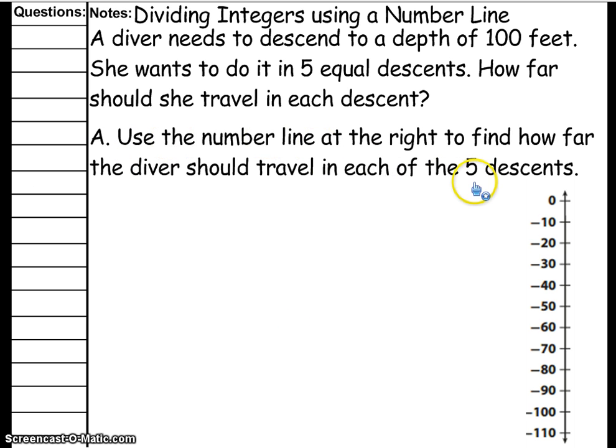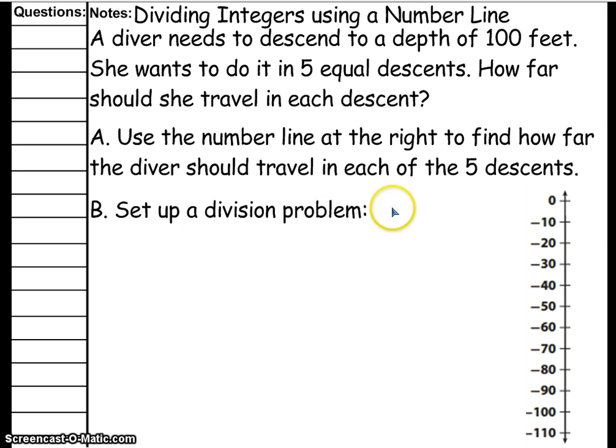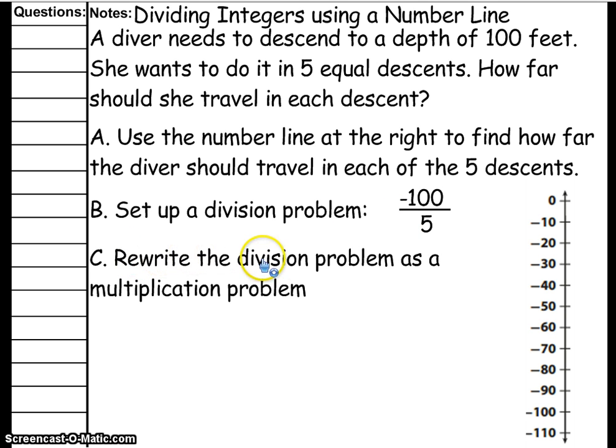So we're going to use our number line on the right to find out how far the diver should travel in each of the 5 descents. So we're going to set up our division problem. We're going to take the total of 100 feet and divide it into 5 equal groups. We want to rewrite the division problem as a multiplication problem. So -100 divided by 5 is the same as 5 times a variable equals -100. So what is that missing number?